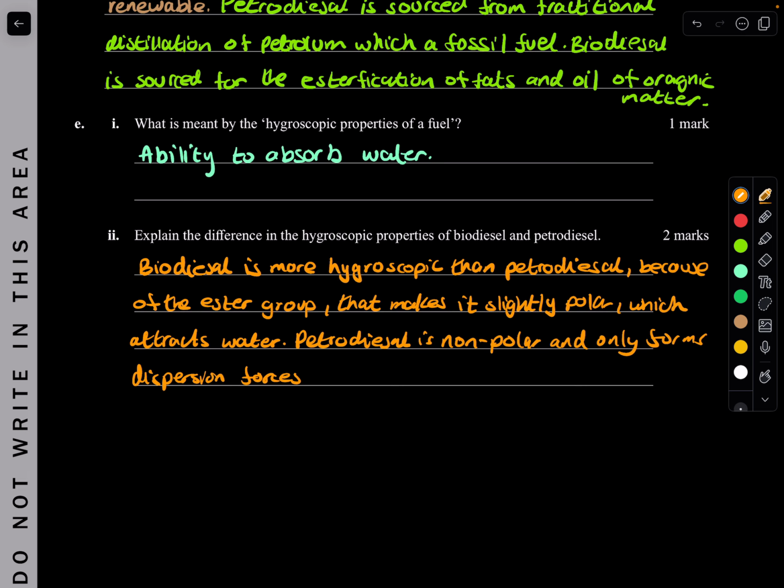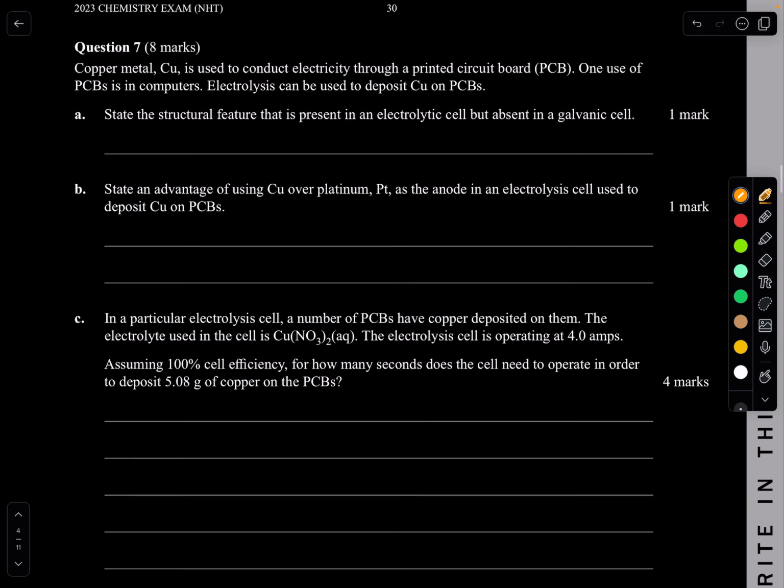So what am I saying? Biodiesel is more hygroscopic than petrodiesel because of the ester group that makes it slightly polar, which attracts water. Petrodiesel is non-polar and only forms dispersion forces. It does not attract water. Beautiful. Nice question. Question 7.